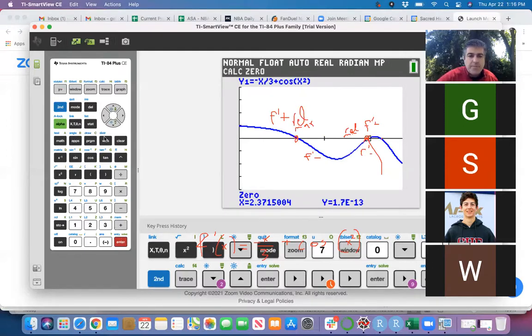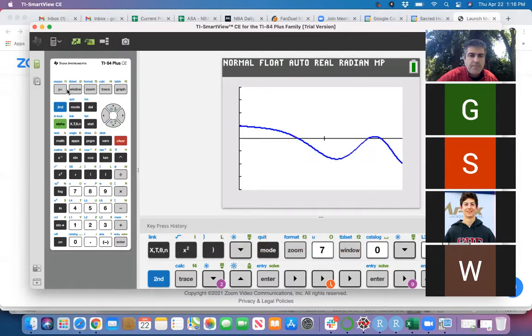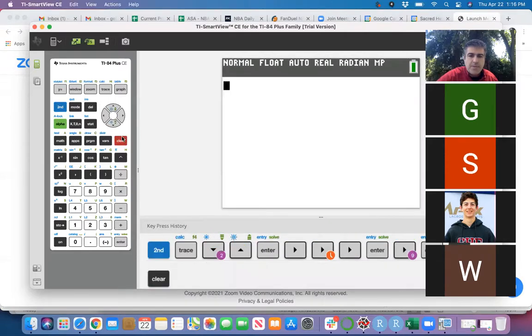Now for number 2, let me go ahead and clear my drawings. And we'll go back to the home screen. Okay. Number 2 says the second derivative of g is given by g double prime of x equals 2 raised to the negative x power, plus cos x, plus x.